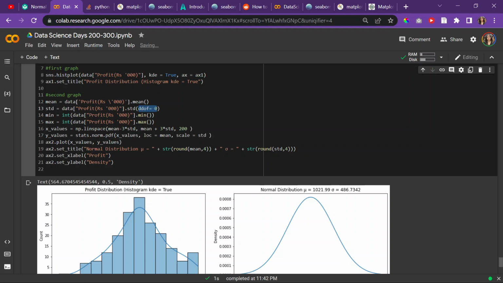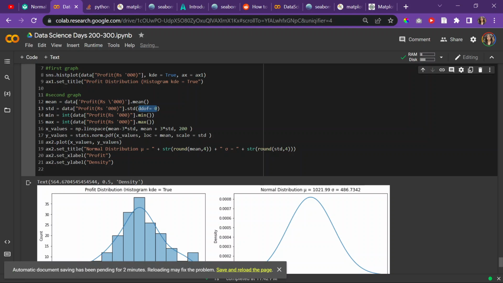Now, I fear that I didn't explain to you what DDOF is. DDOF stands for degree of freedom. Well, I literally forgot what the other D stands for, whatever. Degree of freedom, and it basically accounts for any bias that can occur when you are finding the standard deviation of a sample distribution, or of sample data.